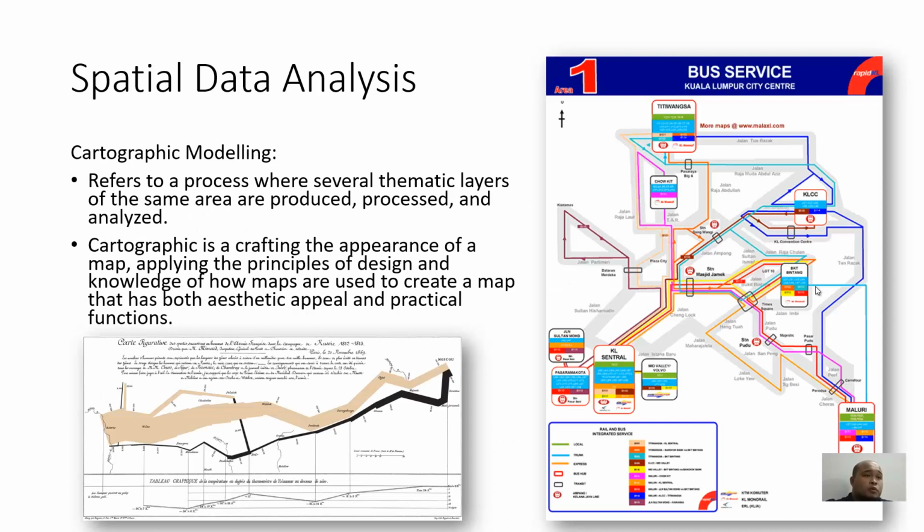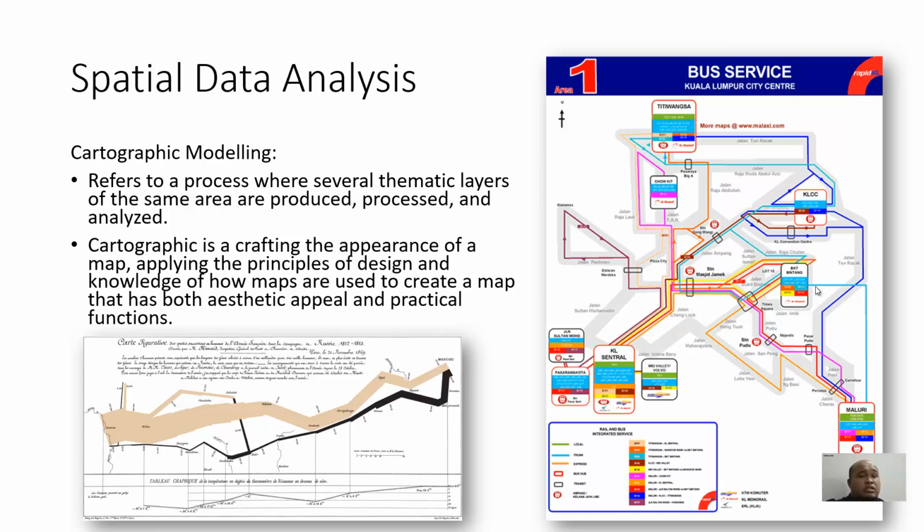Next is the cartographic modeling. It refers to a process where several thematic layers of the same area are produced, processed, and analyzed. Cartographic is crafting the appearance of a map, applying the principles of design and knowledge of how maps are used to create a map that has both aesthetic appeal and practical functions.